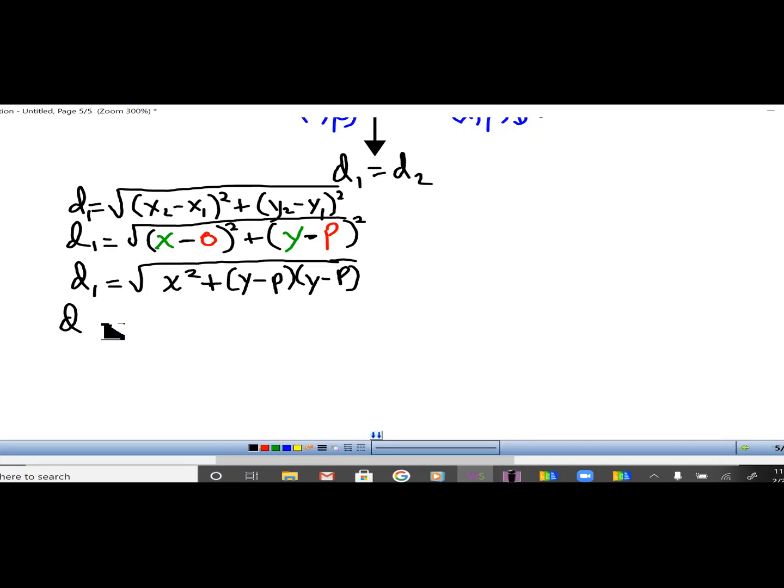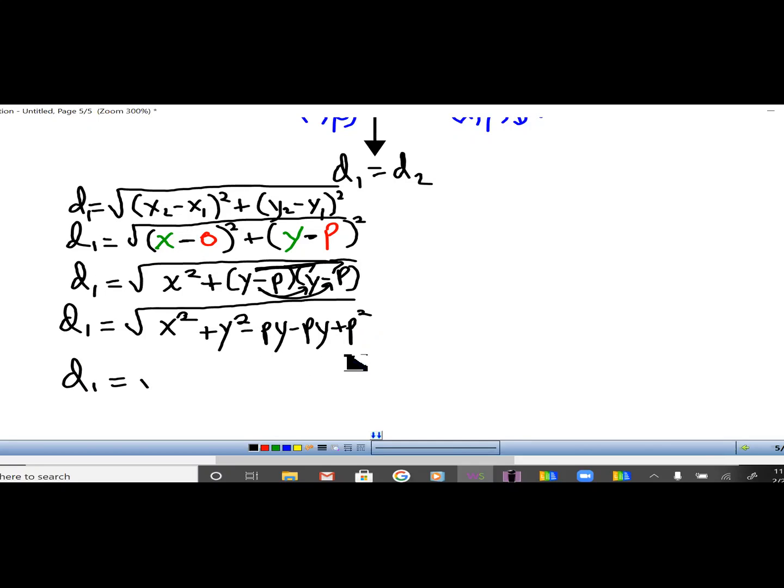Let's do another one. Distance 1, we got square root of x squared plus, what do we do here? Let's distribute. What is y times y? y squared. What is y times negative p? Negative py. What is negative p times y? Negative py. And what is negative p times negative p? Positive p squared. Distance 1, we end up with x squared plus y squared, negative py, that's negative 2py, plus p squared. And we'll stop right there.